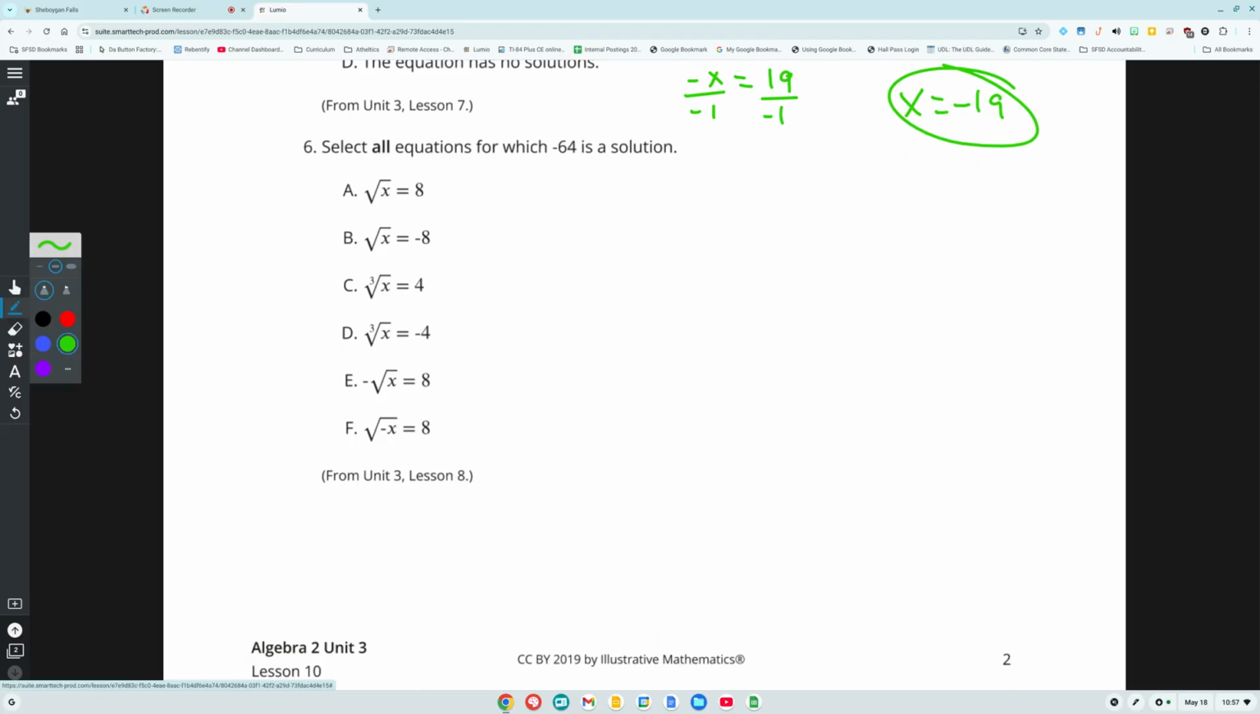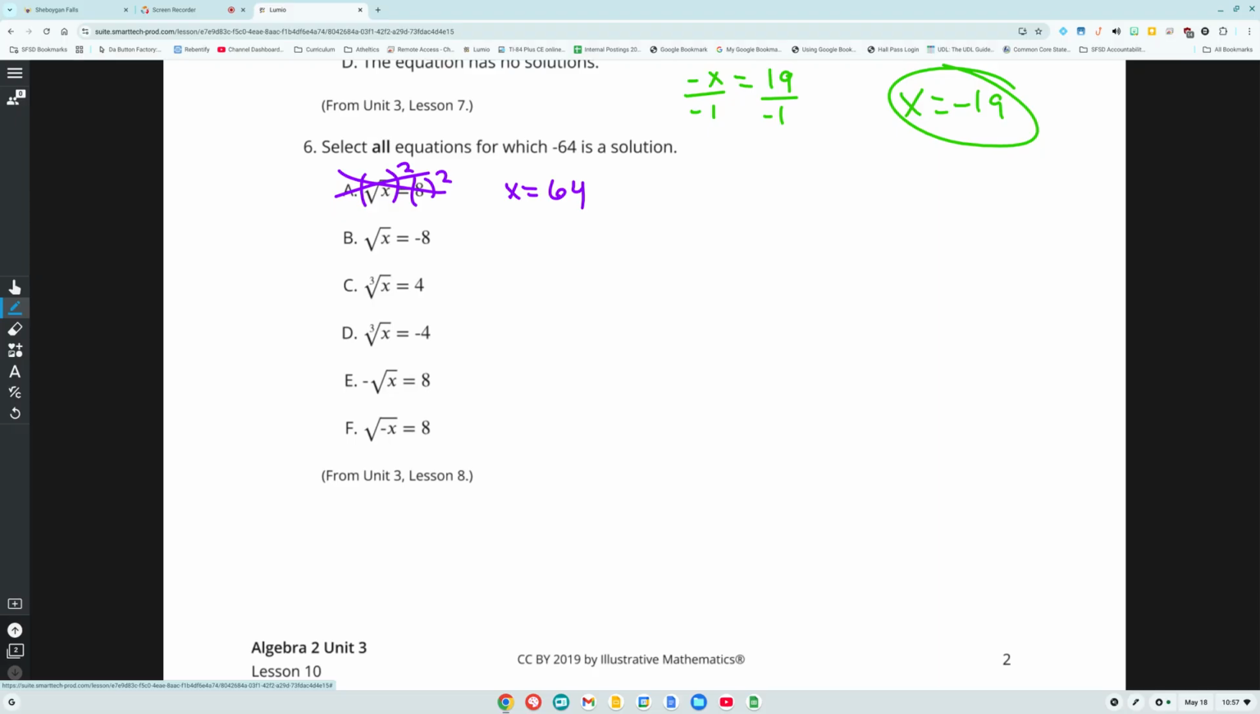6 says select all equations for which negative 64 is a solution. So in each one of these, I would just go ahead and solve each one real quickly. To undo square root, we square, and if I were to square 8, I end up getting 64. So I would get x is equal to 64 in this case, which means no dice. Couldn't plug a negative 64 in there, I'd be getting an imaginary number.